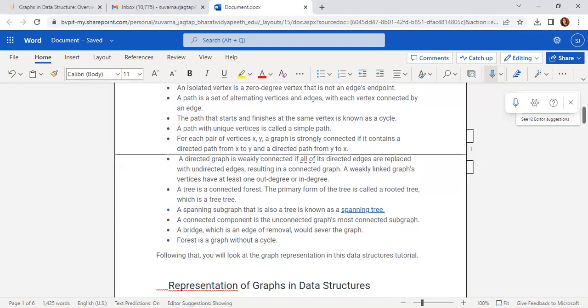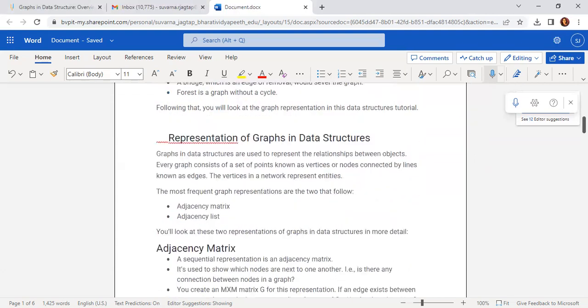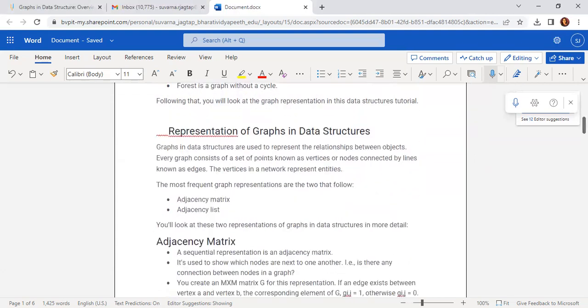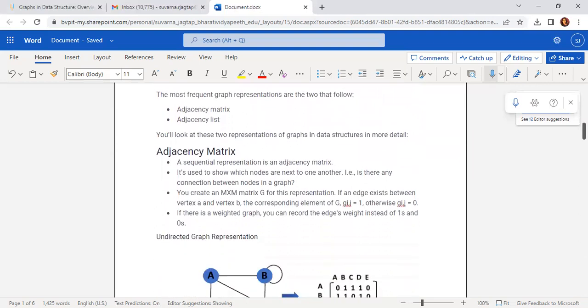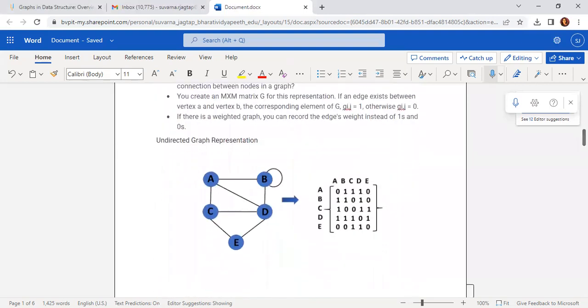Now let's see various types of representations of graphs. There are two basic types. One is called an adjacency matrix and the second is called an adjacency list. As you can see on the screen, this is a graph and there is a matrix associated with it. If there is an edge going from one particular vertex to another, that edge will be represented by 1. And if there is no edge between the pair of vertices, then that will be represented by 0.